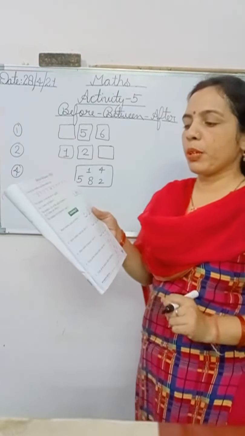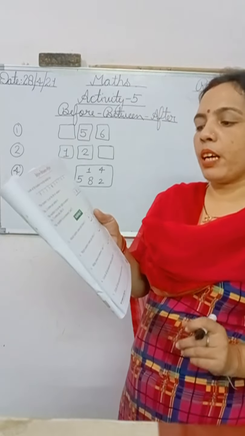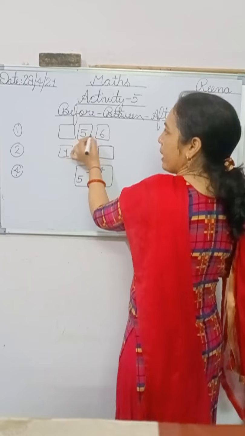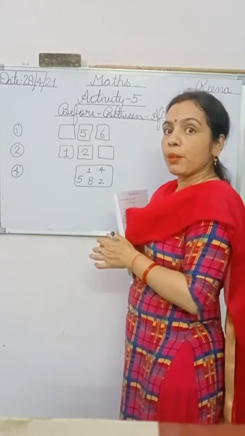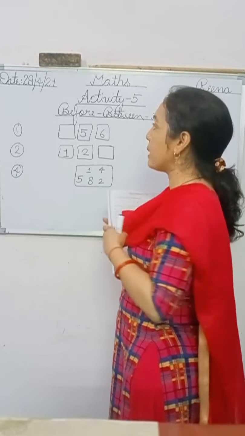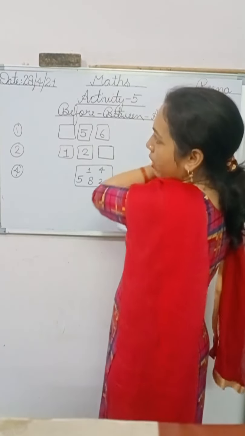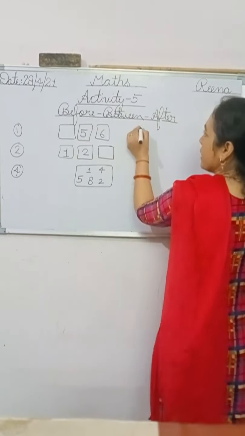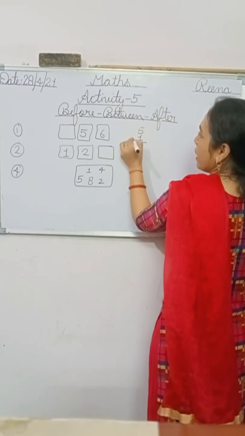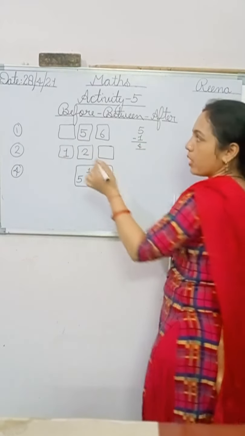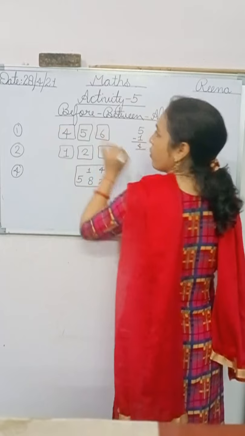Now your first question is which number comes just before 5. You have been given 5 and 6. Now tell me which number comes just before 5. For just before 5, you subtract 1 from the given number 5. Like this, 5 minus 1. 5 minus 1 is what? 4. That means 4 is the number just before 5.